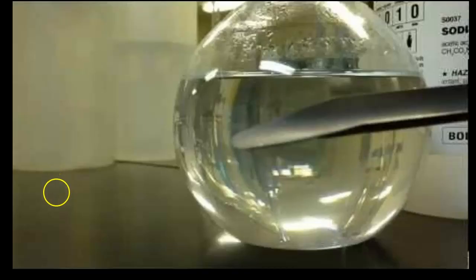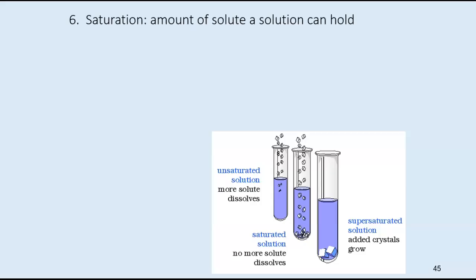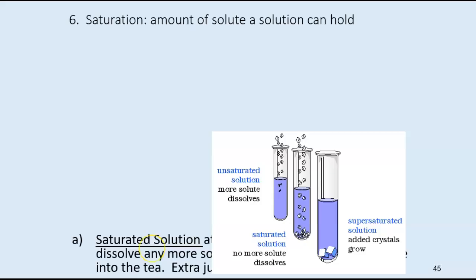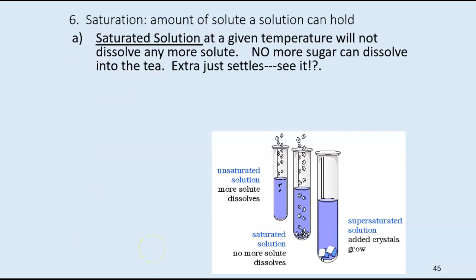Okay. That video has not been working, so I'm going to skip it if I can. Here we go. Okay. So our 3 types of solutions, and you don't have to write this down. But a saturated solution, it says it can't dissolve anymore. So if you add in extra to it, it just settles.